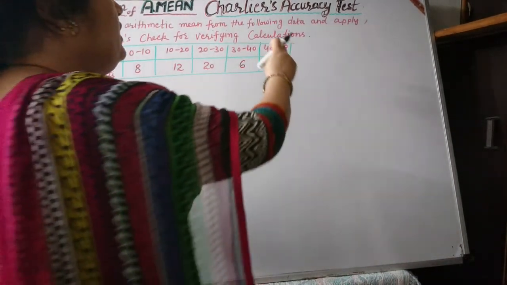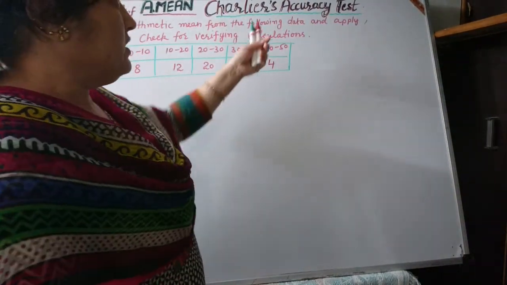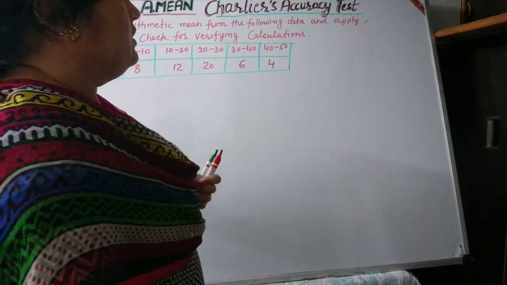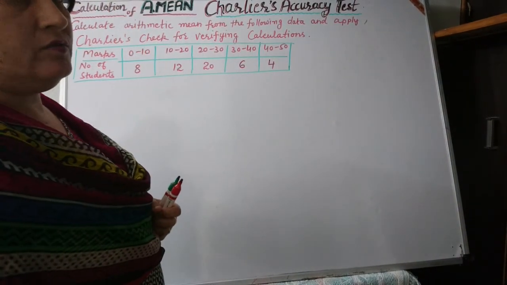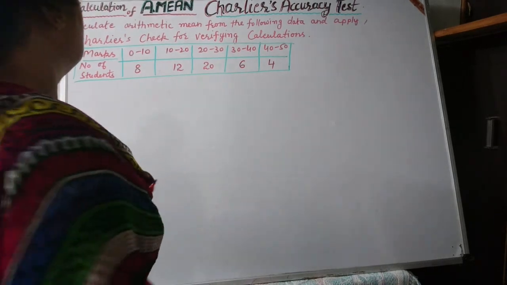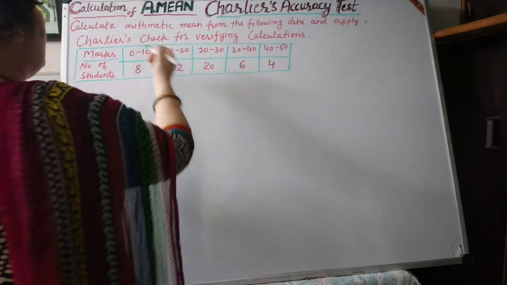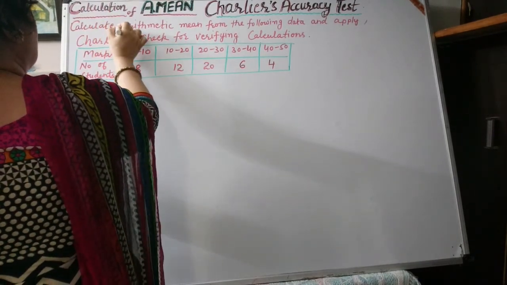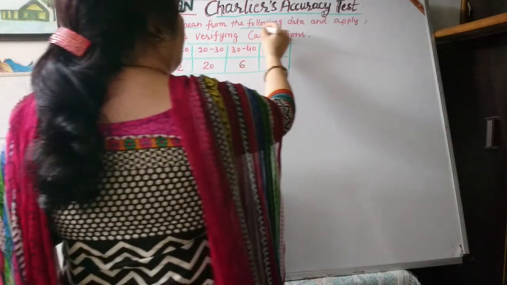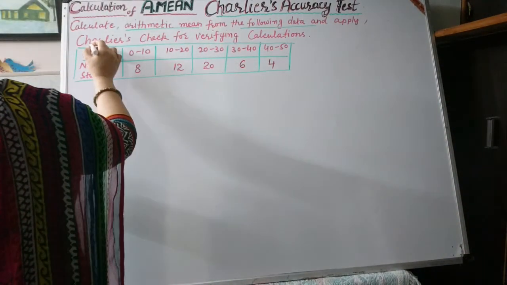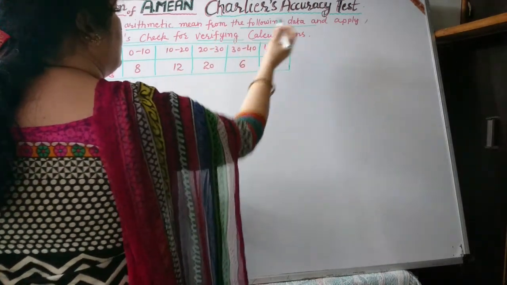In this video we will clear Charlier's accuracy test. What is this test? The test tells us whether our sum is correct or not. We can verify our answer. So let us start. How can we verify our answer? Here the statement is given: calculate arithmetic mean from the following data and apply Charlier's check for verifying the calculations.